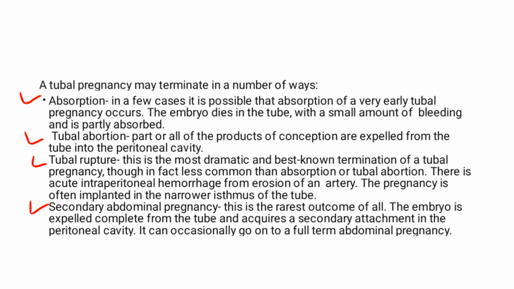Then we have the last one, which is secondary abdominal pregnancy. This is the rarest outcome of all, where the embryo is expelled complete from the tube and acquires a secondary attachment in the peritoneal cavity. It can occasionally go on to a full-term abdominal pregnancy, and this has actually happened before. You can even watch videos and research on how they extract a secondary abdominal pregnancy baby. Okay, that's all on the literature review.